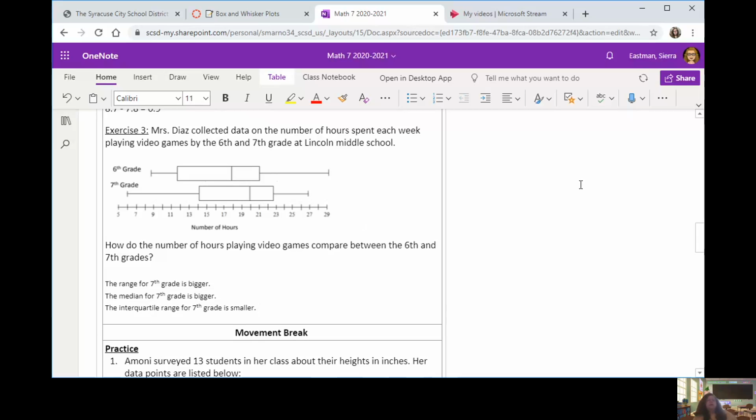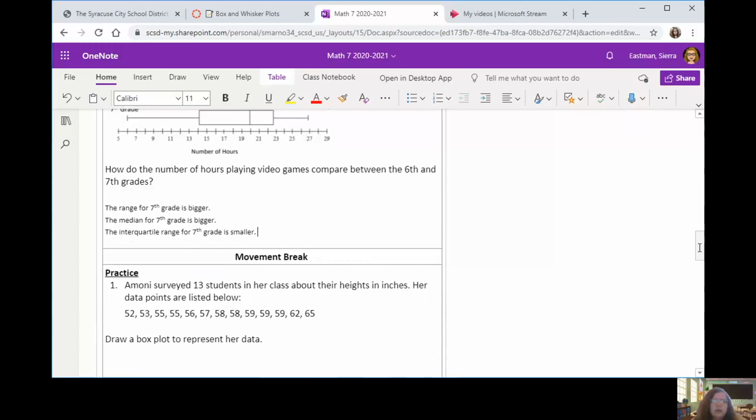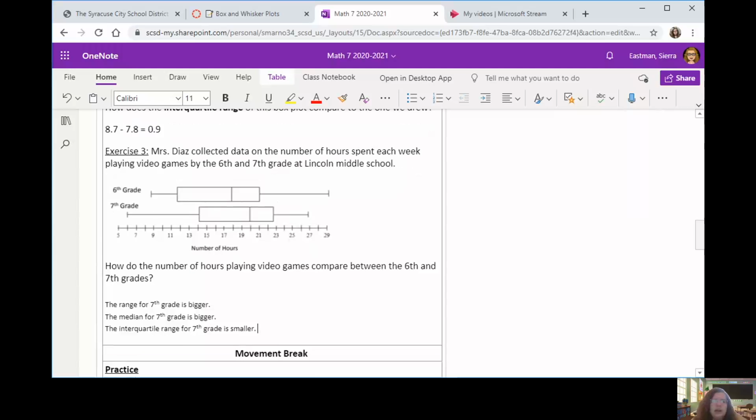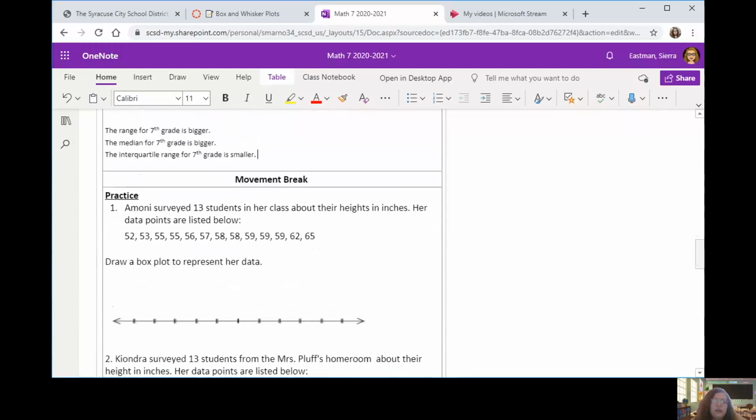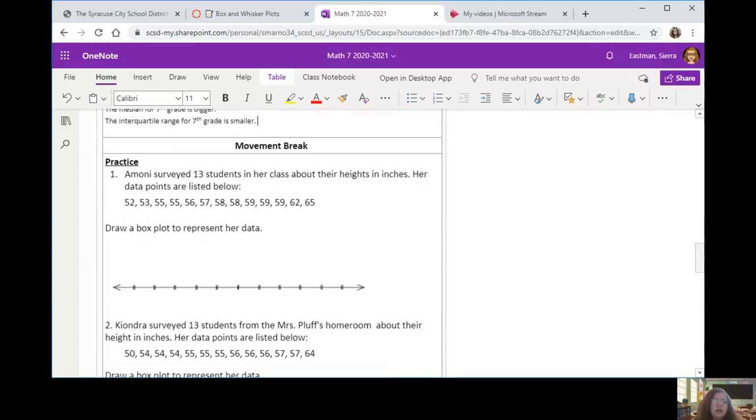Okay, we have some different things here that could help us out a little bit. Depending on what piece we're looking at, the 6th graders might play video games more, or the 7th graders might play video games more. Okay, and that's your decision to decide based on the data. And then we have some practice questions.